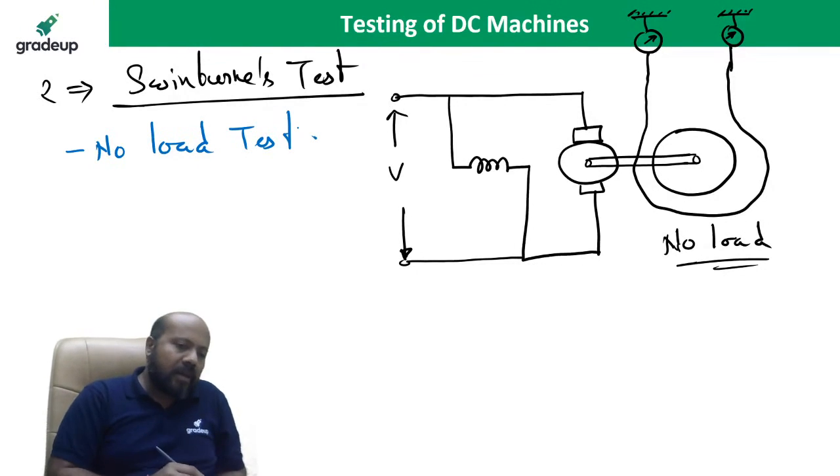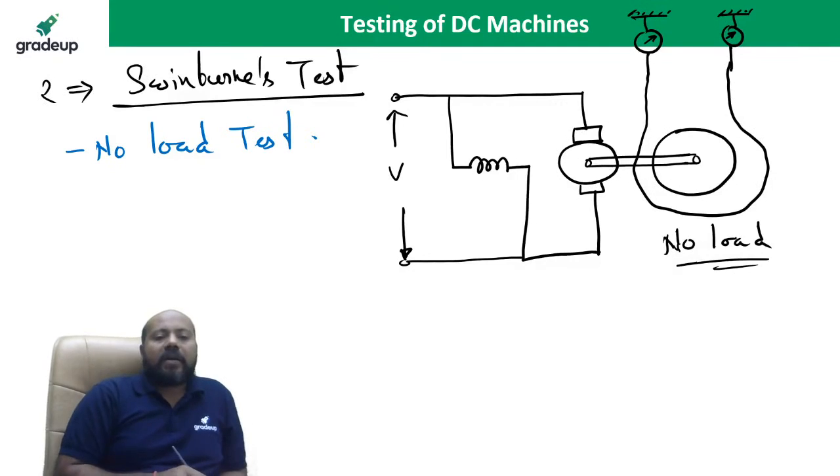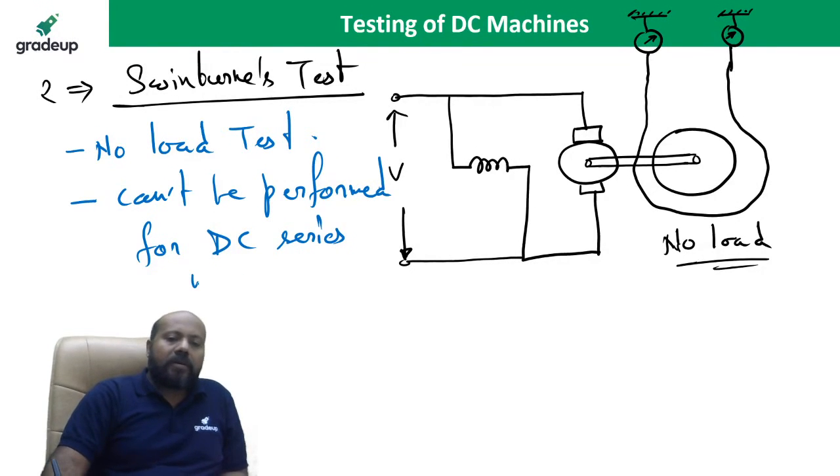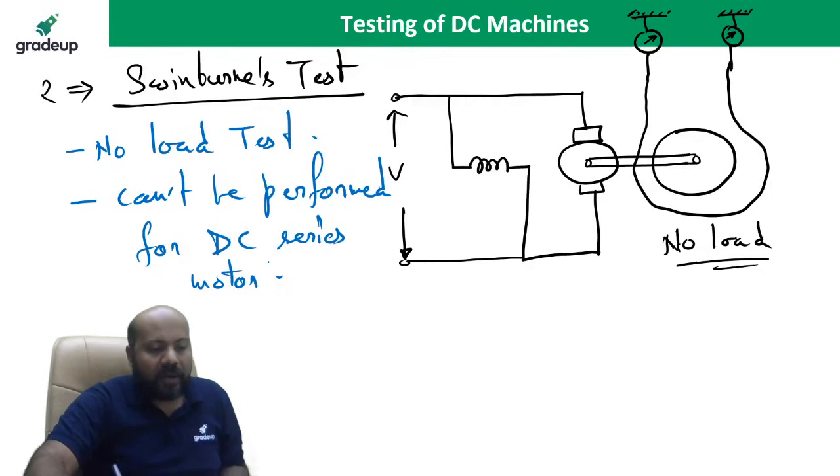The moment you hear that it is a no load test, you must understand that this test can't be performed for a DC series motor, because you know that for a series motor the no load speed is going to be very dangerous.